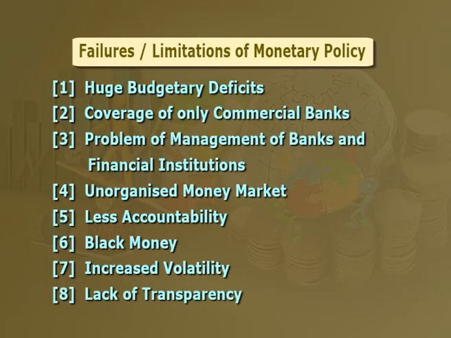Point number 8. Lack of transparency. According to S.S. Tarapore, the monetary policy formulation in its present form in India cannot be continued indefinitely. For a more effective policy, it would be necessary to have greater transparency in the policy formulation and transmission process, and the role of the RBI would need to be clearly demarcated.